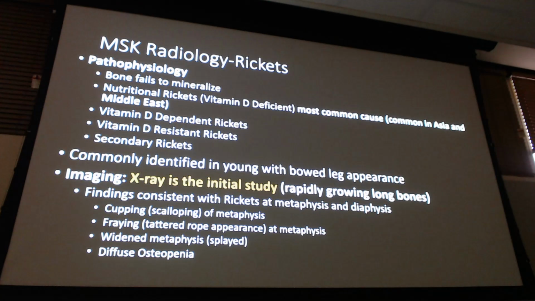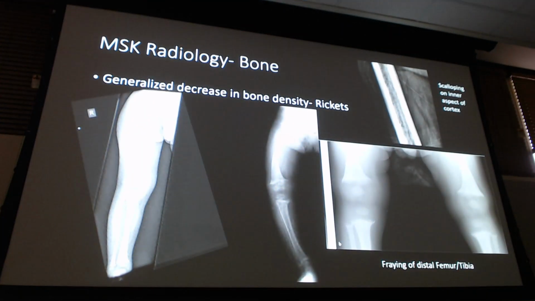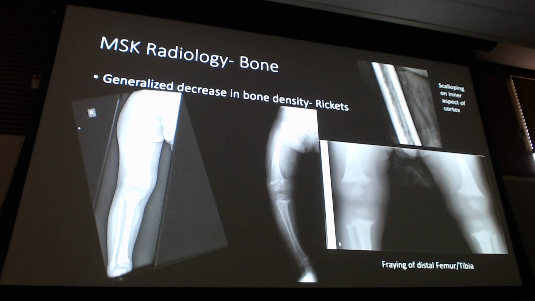Going back to this slide again, it's going to be in kids. So if I give you an adult x-ray and rickets is an answer choice, it's an adult x-ray. Don't choose rickets, right? It's typically the pediatric thing. Most common cause in Asia and Middle Eastern children, young people, bow-legged appearance, x-ray is the initial study. There's your normal compared to your abnormal.